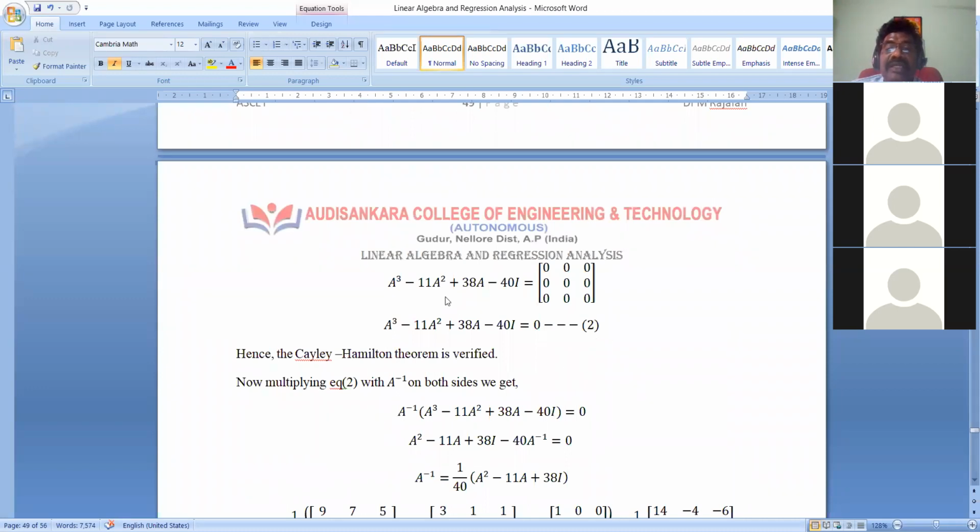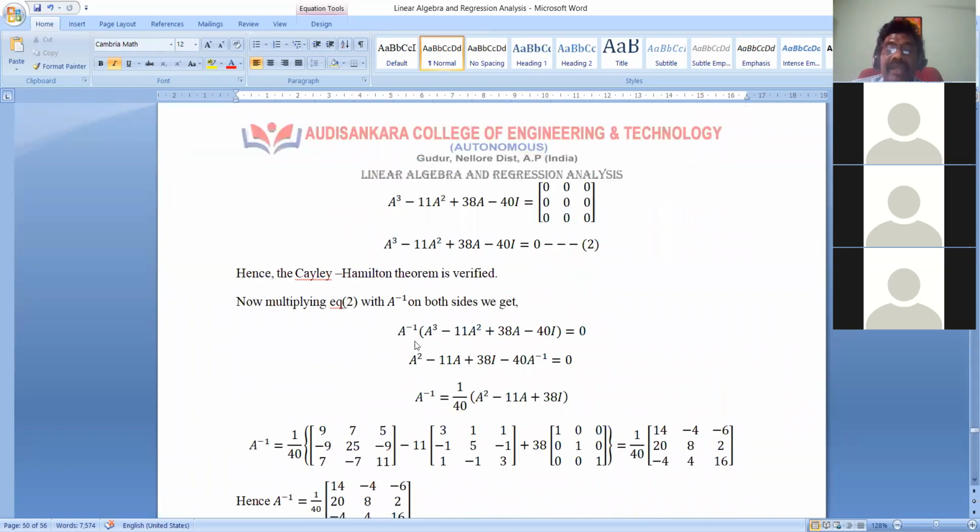Now we want to take this equation as equation 2. Now we want to find A inverse from this equation. For that, we have to multiply this equation 2 with A inverse on both sides. We get A inverse into A cube minus 11A square plus 38 into A minus 40 into I equal to 0. A inverse into A square minus 11 into A inverse into A plus 38 into A inverse into A minus 40 into I into A inverse, or A inverse into I equal to 0.